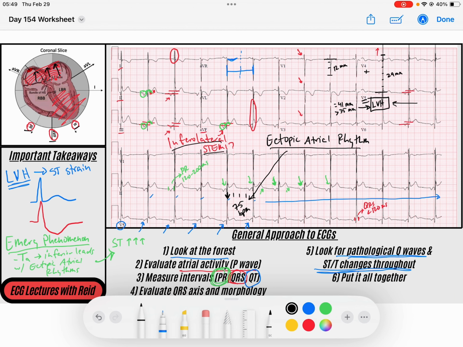Right. And so a couple things I want you to take out of this video are left ventricular hypertrophy and Emery phenomenon. Not too many people know about it, but go read about it. And it's interesting to just have that in the back of your mind of how much this is contributing to these ST segments in the inferior leads during an ectopic atrial rhythm, right?